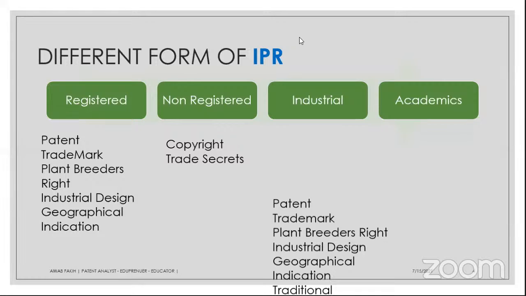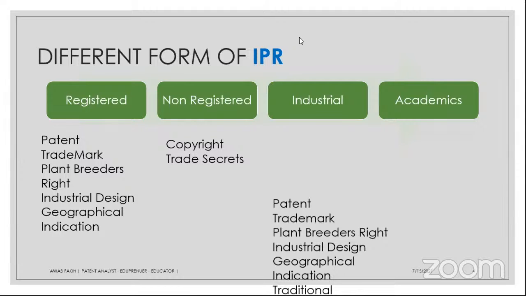Now, when we talk about the other type, it is industrial and academia. The industrial property includes everything you can see on your screen itself. These IPR include, for example, an industrial process. So when something includes an industrial process, that comes under industrial property.